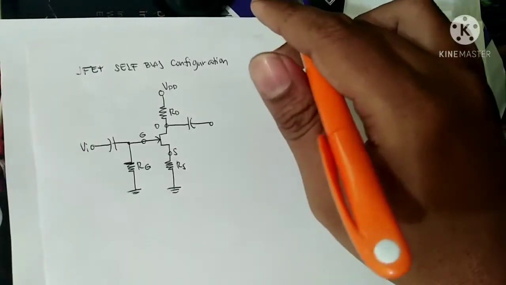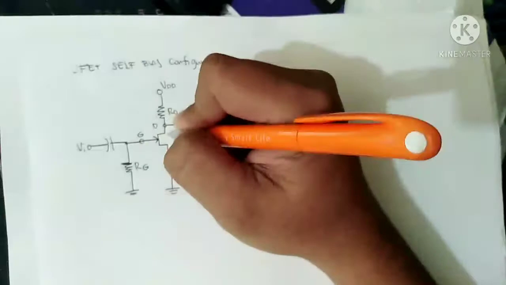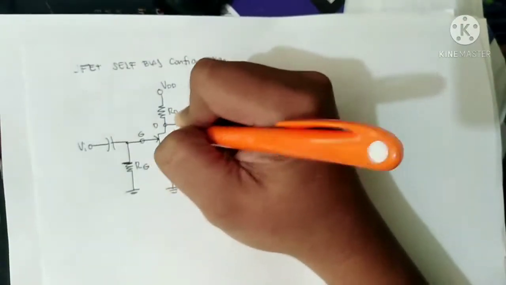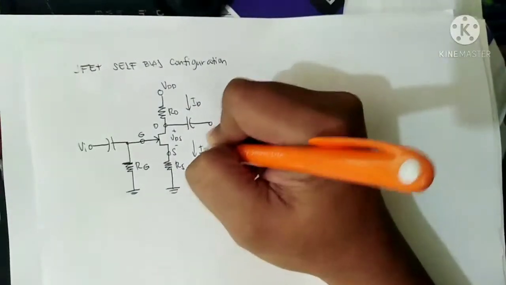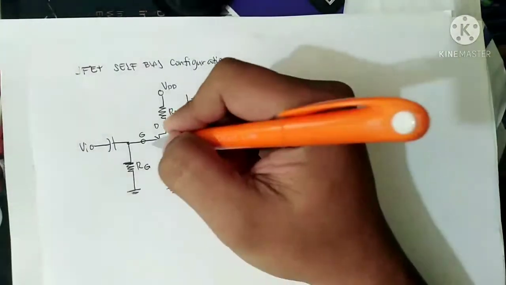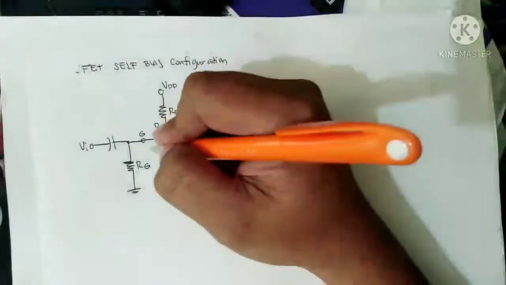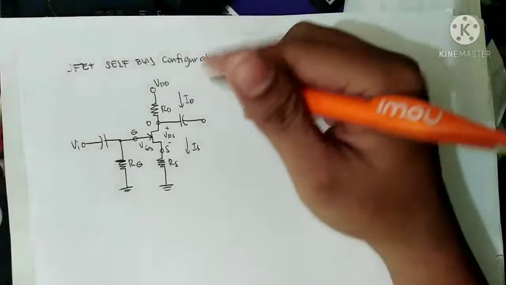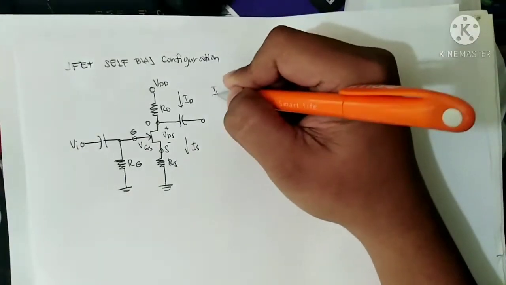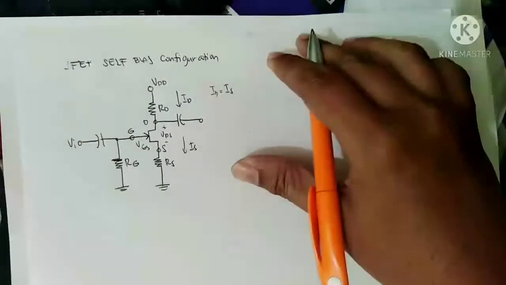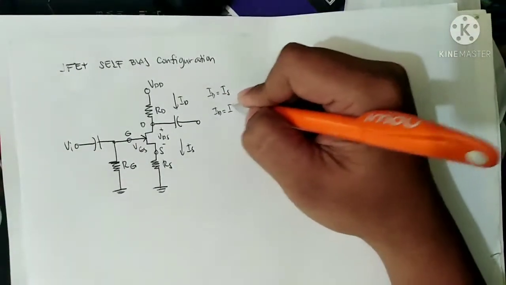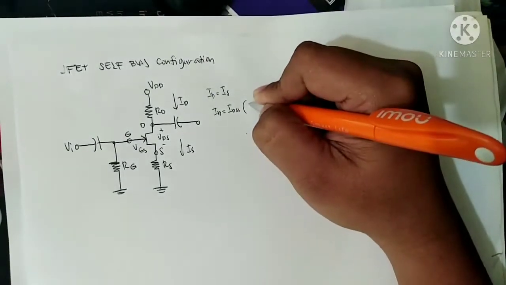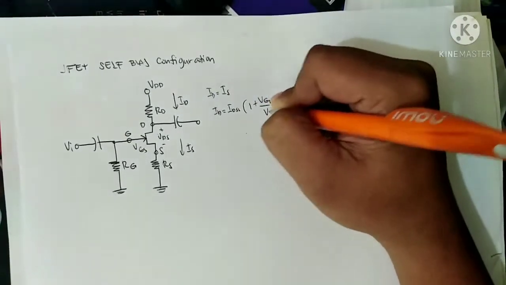Like the fixed bias configuration, we're going to compute the VDS, the output voltage, the output current, ID and IS. As we all know, IG is approximately equal to 0, so the input voltage is equal to VGS. Since ID is approximately equal to IS, to calculate ID we're going to use Shockley's equation, which is ID equals IDSS times (1 plus VGS over VP) squared.